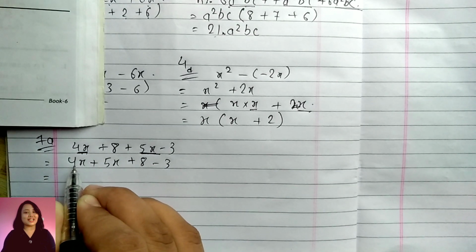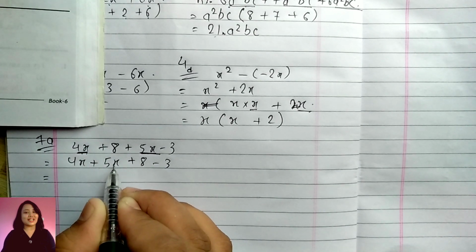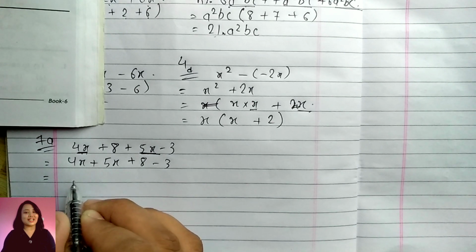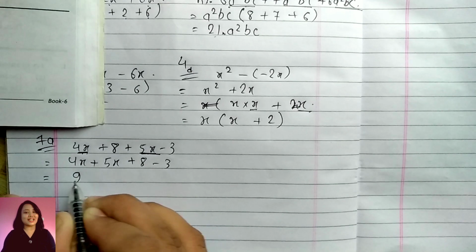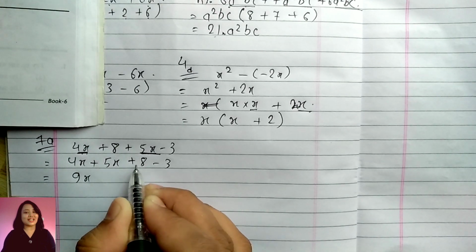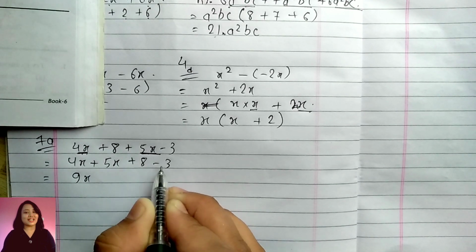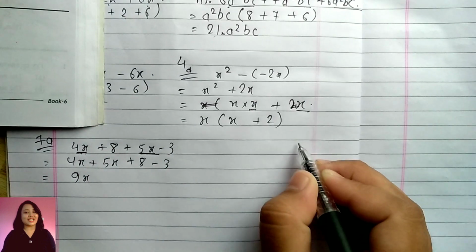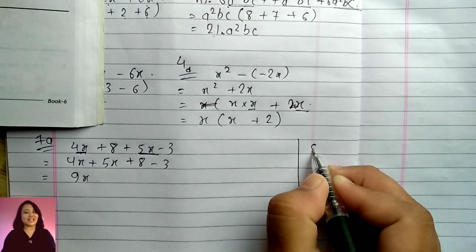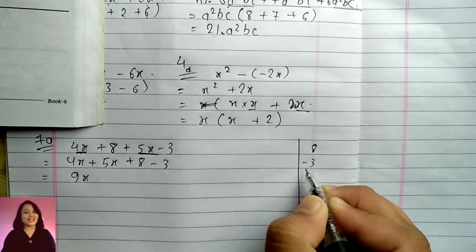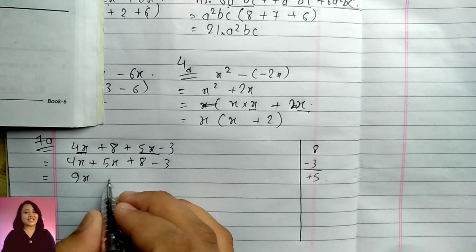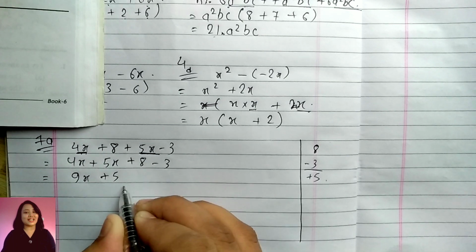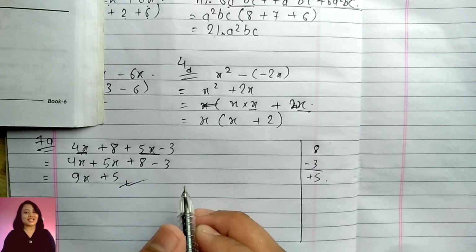Then 4x plus 5x, either you can take common or you can do it directly also. 4x plus 5x is equal to 9x, and now this plus 8 minus 3. We can do it in rough also if you find it difficult. Plus 8 minus 3 is given. So what will be the answer? It will be plus 5. So this is the answer. This is the simplification.